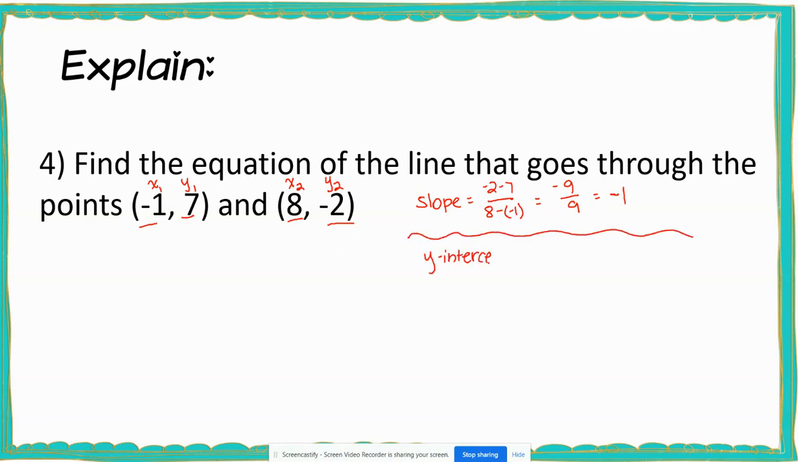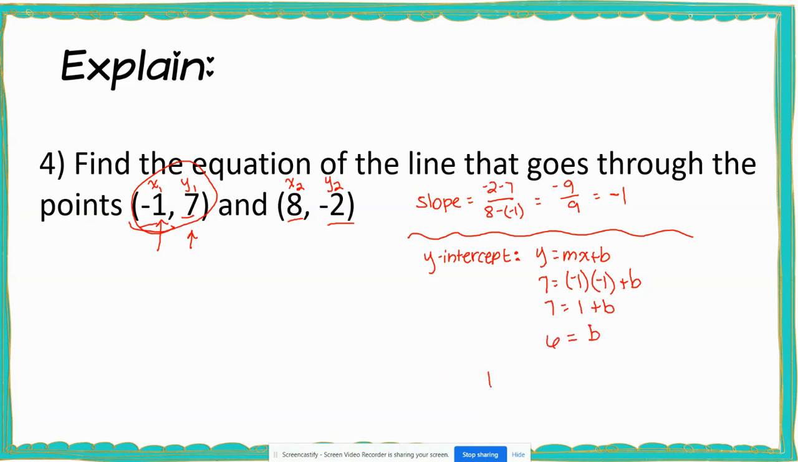These points don't give you the y-intercept, so you've got to find it by plugging into the formula y equals mx plus b. So if I just choose one of my ordered pairs, the y value here is 7, so I'm going to plug that in for y. My m is my slope, so it's negative 1, times the x value of negative 1, and then plus b. Well, negative 1 times negative 1 is positive 1, and positive 1 plus b. Well, 1 plus what gives me 7? I know that 1 plus 6 gives me 7, so that means that b is 6.